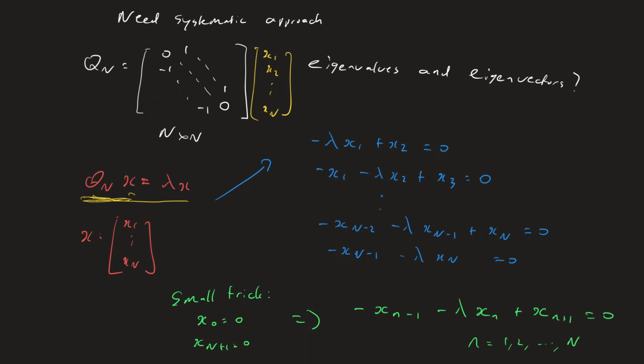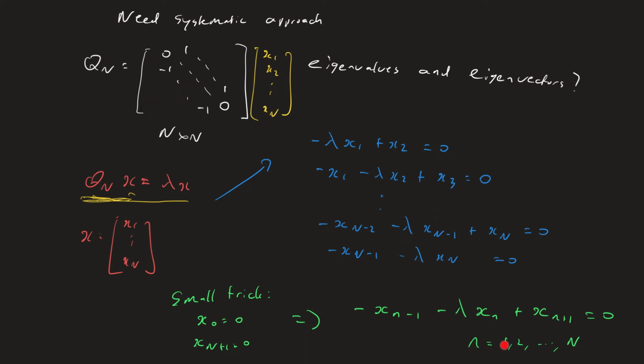And in general, we find that we have a simple pattern occurring, except for the very first row and the very last row. But a small trick is to introduce two more x terms, an x0 and an x of big N plus 1 term, make them both 0, and then every row here can be written in this form here, where little n now goes from 1 to big N.